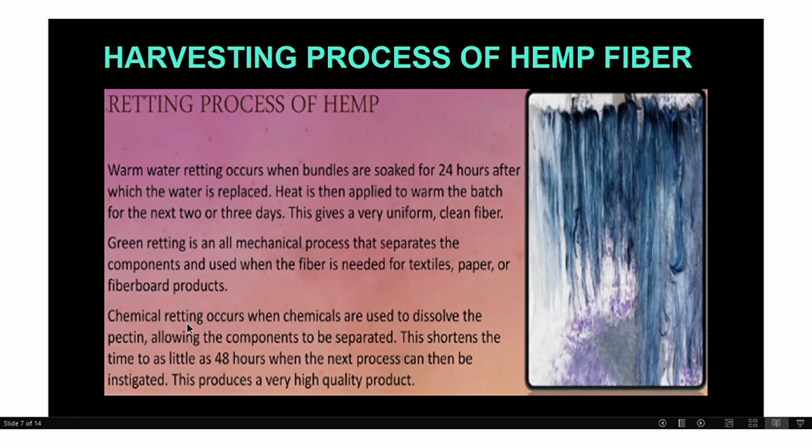fiberboard products. Chemical retting is a process when chemicals are used to dissolve the pectin, allowing the components to be separated. This shortens the time to as little as 48 hours before the next process can be instigated. This produces a high quality product. This process produces high quality that can be used for fine quality fiber, fine quality yarn.